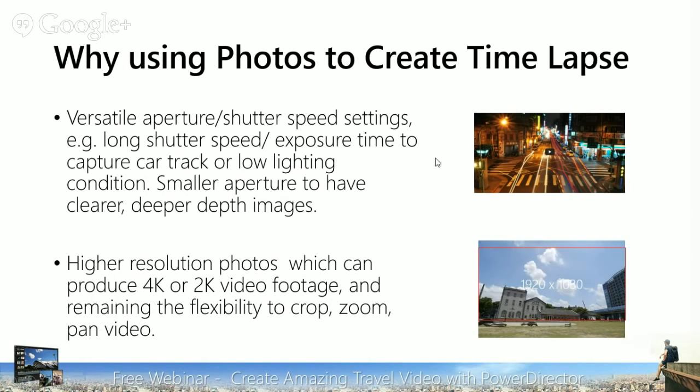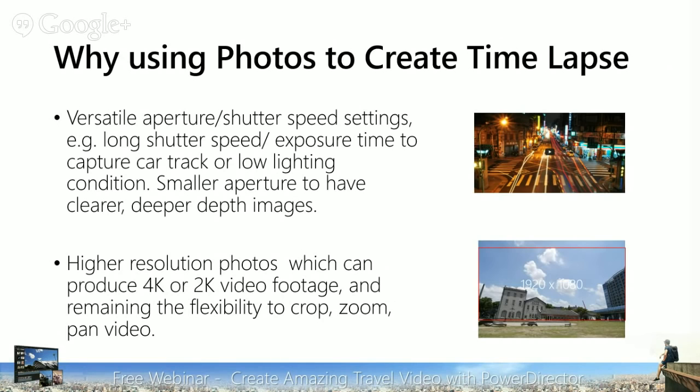Okay, so let me quickly show you why we prefer using photos to make time-lapse instead of using video, like a GoPro recording directly. The first reason is that because it's a camera, you have versatile aperture and shutter speed settings and combinations. That can help you record something like this car track. And when composing this type of photo into a time-lapse, it actually looks pretty cool.